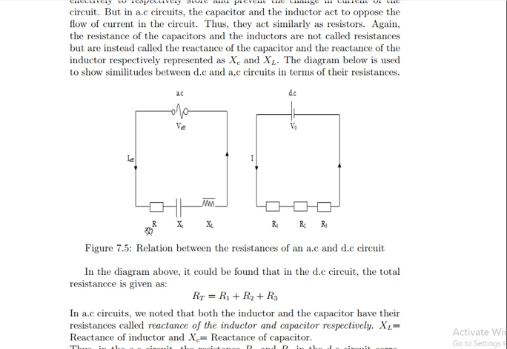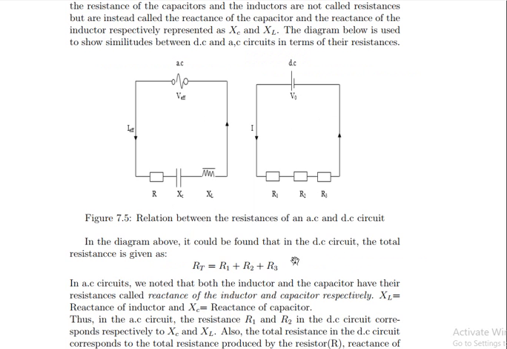In this AC circuit, you are going to have R, XC, and XL. All these are going to be resistors. Now we need to know that this XC corresponds to this R2 here, and this XL corresponds to this R3 here. Now in this circuit on the right hand side, you can find the total resistance, and this total resistance is going to be R1 plus R2 plus R3.